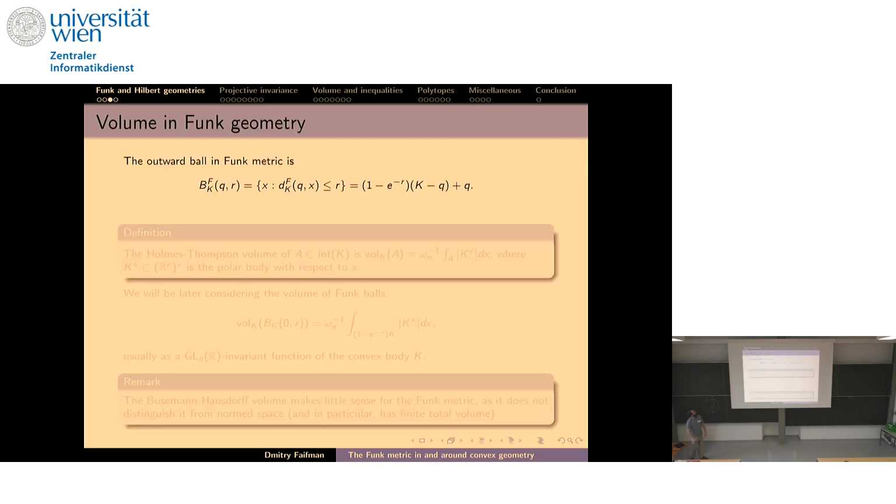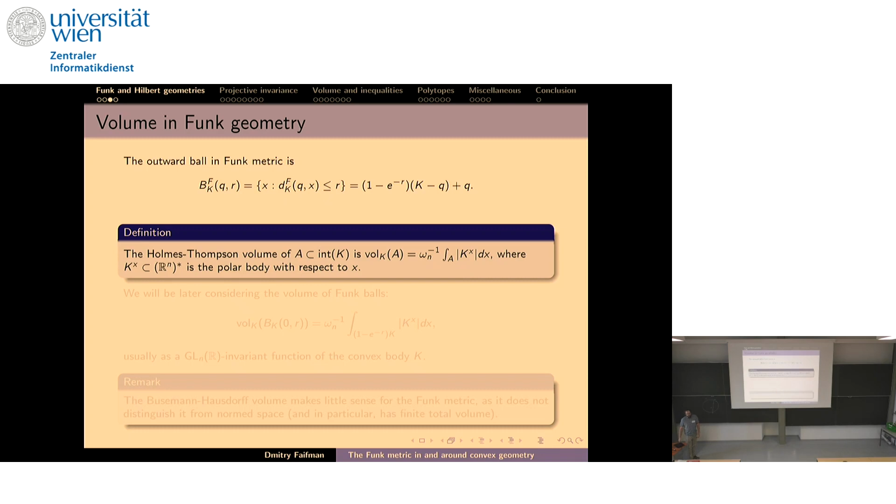Okay. We will be speaking about balls a lot in Funk geometry, and there's a nice feature to them. They're actually just homothetic copies of the body itself. So you have to be precise because the metric is non-symmetric. So we're talking about the outward ball. So all points which start at the center and go to x. And this is just a homothetic copy of K around the center with this coefficient, depending on R in this way.